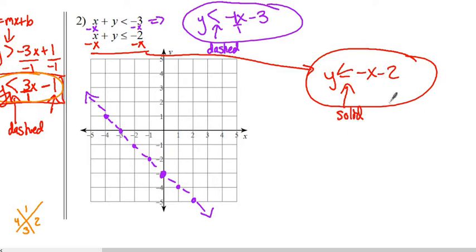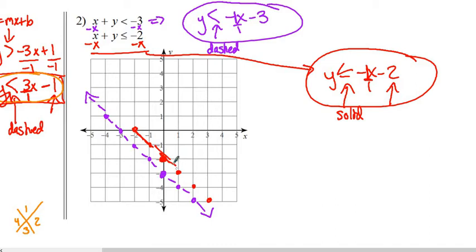Ask yourself, what's the y-intercept here? The y-intercept is negative 2. So I'm going to put a dot at negative 2, and then this slope is negative 1 over 1. So down 1 over 1, down 1 over 1, down 1 over 1, and let's go up the same distance. Okay, this should be a solid line.